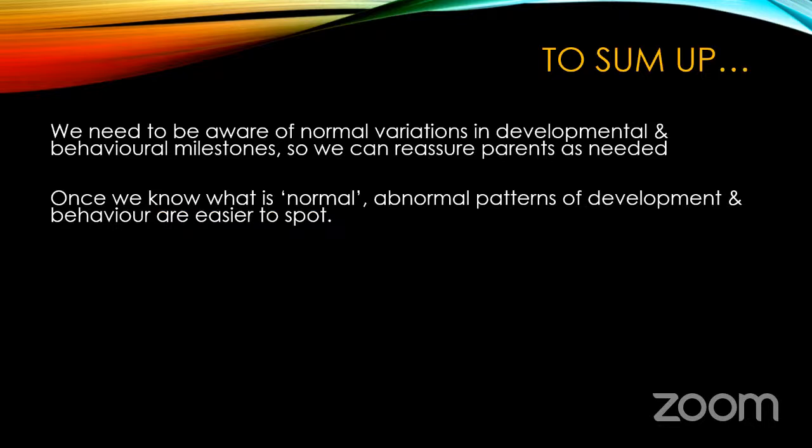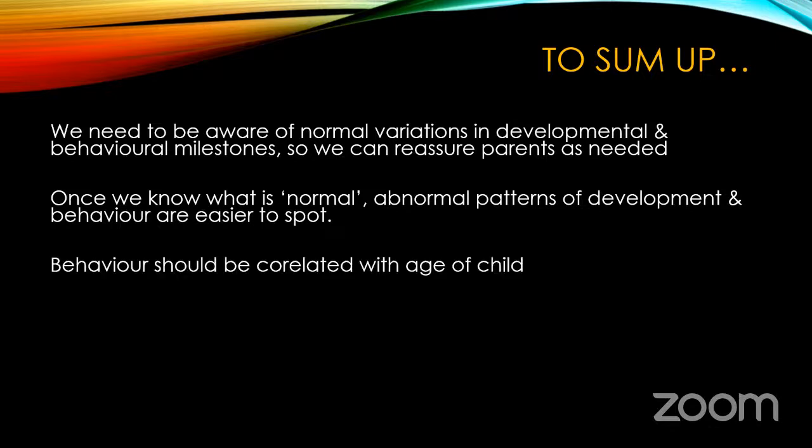So we need to be aware of the normal variations in developmental and behavioral milestones, so we can assure parents as needed. Because once we know what is normal, abnormal patterns of development are very easy to spot. All behaviors have to be correlated with the age of a child. So a child who is overactive at 2 years and a child who is hyperactive at 4 years, that behavior which is okay for 2 years, when we see it in a 4-year-old, that's where the concern starts.